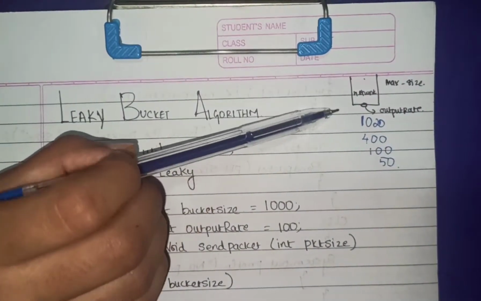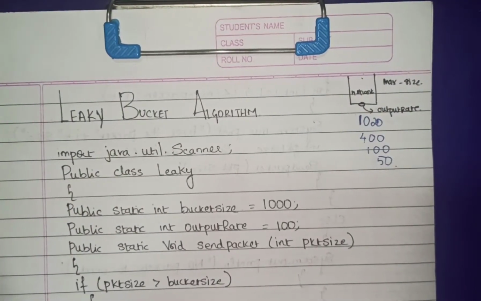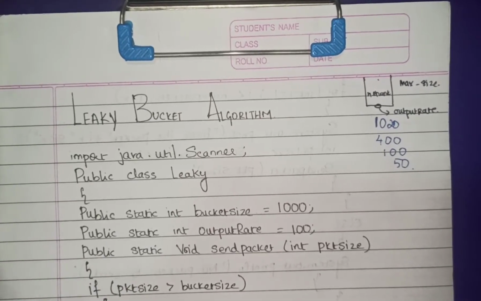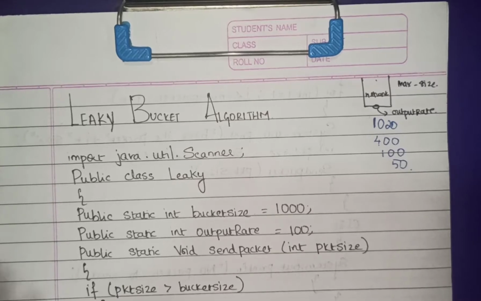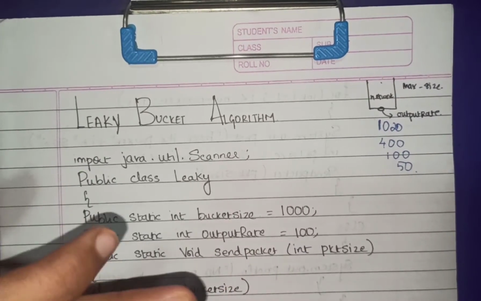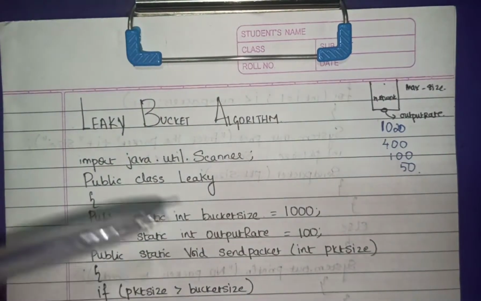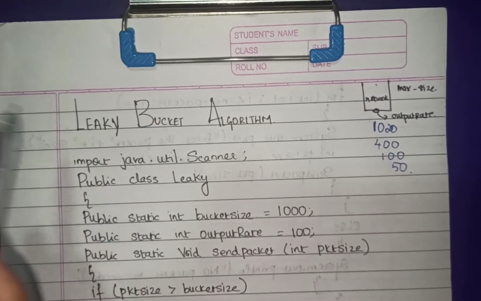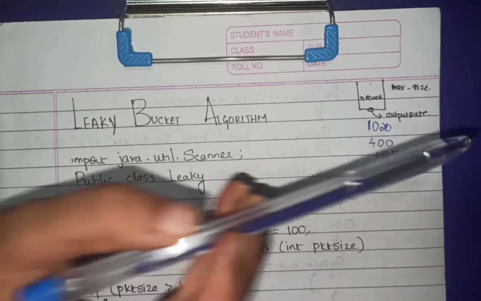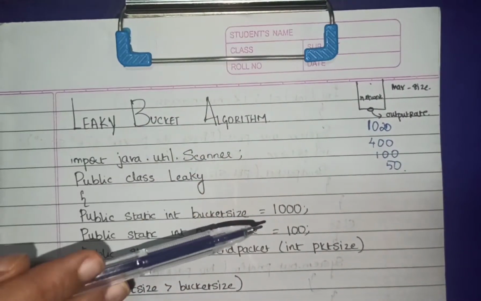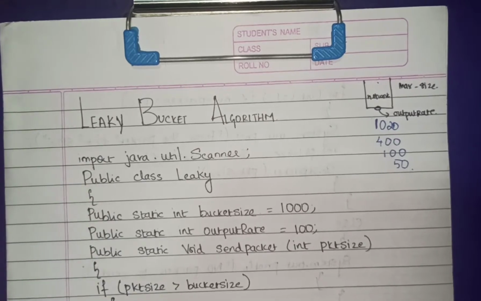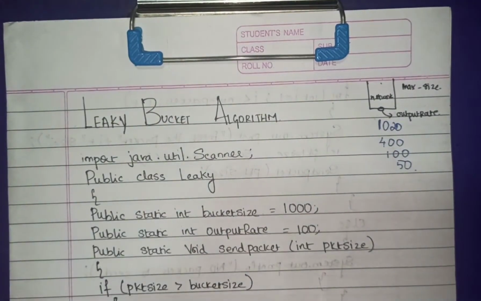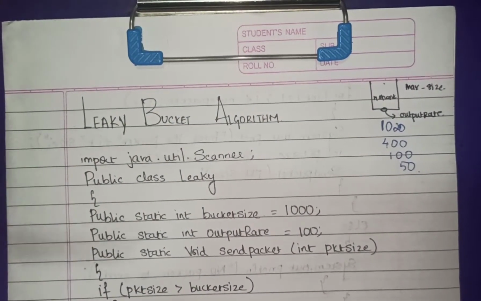Now coming to the network, if you consider the bucket to be the network and the hole to be the output rate, the network has the maximum size of packet that it can hold. That is called the bucket size. That is initialized to 1000 in the program. So a packet more than this bucket size will cause the bucket to overflow. Also, you have the output rate, that is a fixed constant rate at which the packets are sent from the sender to the receiver. So however large the packet size is, the output rate will define the rate at which the sender sends the packet to the receiver.